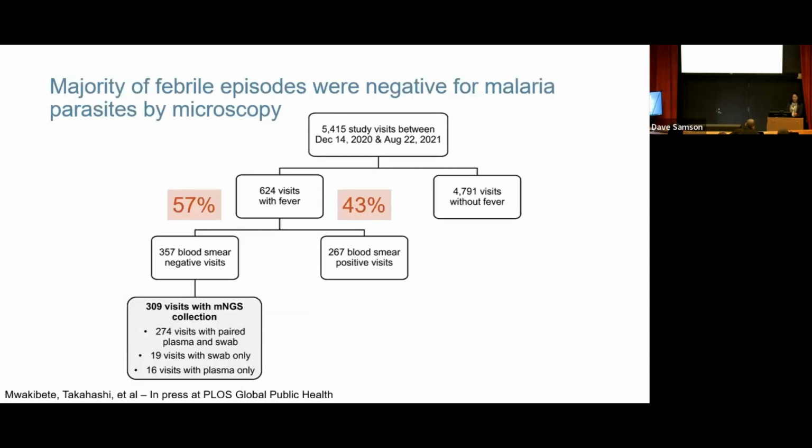One of the findings, even prior to mNGS, is that the majority of febrile episodes were negative for malaria parasites by microscopy. The bit that I'm presenting is just on the first 8 months of this study, December 2020 to August 2021. As you can see, we had thousands of study visits conducted during this time period, and at 624 of those visits, individuals presented with fever. Over half of the time, so 57% of the time, those visits with fever were blood smear negative for malaria by microscopy. Those individuals were enrolled into our mNGS study, and we obtained plasma and swabs from them. The rest of the time, 43% of the time, those individuals tested positive for malaria by microscopy, and so they were not enrolled into our metagenomics study.